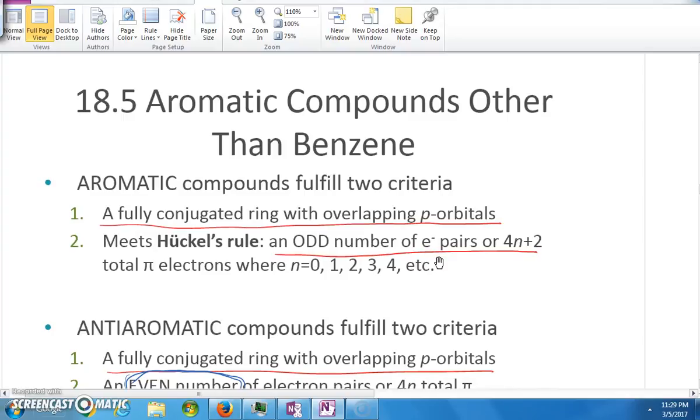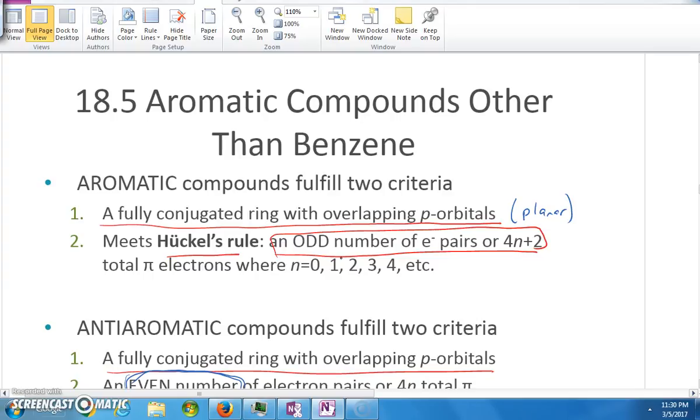So let's look at the criteria for being aromatic. For a compound to be fully aromatic, first of all, it has to be fully conjugated with overlapping p orbitals, meaning that it must be planar. The second thing is that it must meet the Huckel rule, which states that it has an odd number of electron pairs, or a total number of electrons of 4n plus 2, where n is a whole number.